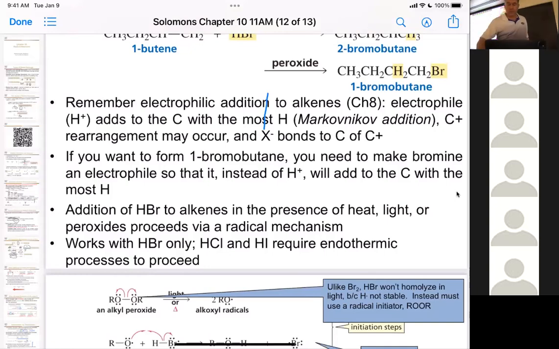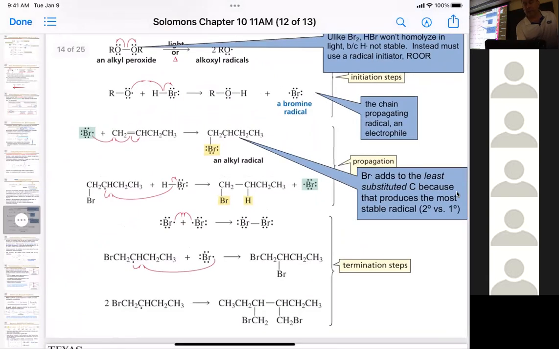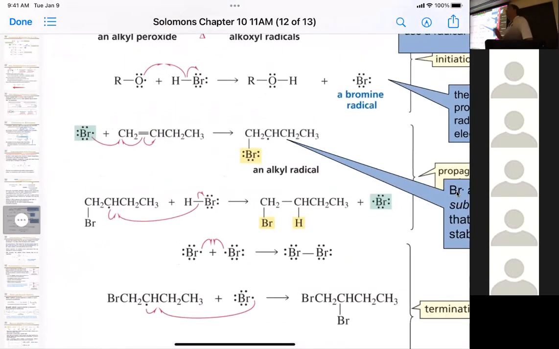Okay, so let's figure out why. Let's look at all the different steps. Our first step is initiation. We have a peroxide in there. We have to generate our radical. Our radical then reacts with our HBr, turning it into a bromine radical. And that is our reactive species.